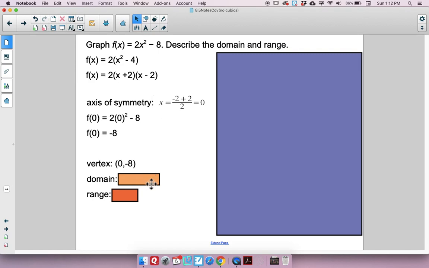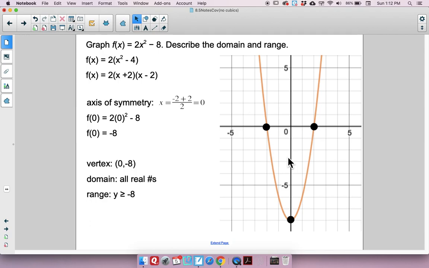What's the domain going to be? All real numbers. And what about our range? Well, our parabola opens up, which means our vertex is the bottom point. So what would the range be? Hopefully you got y is greater than or equal to -8. And this is what our graph would look like.